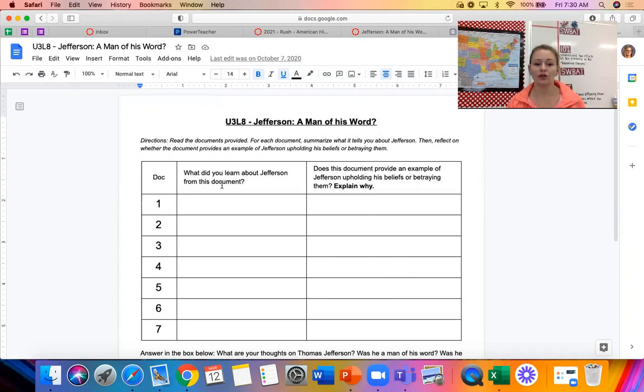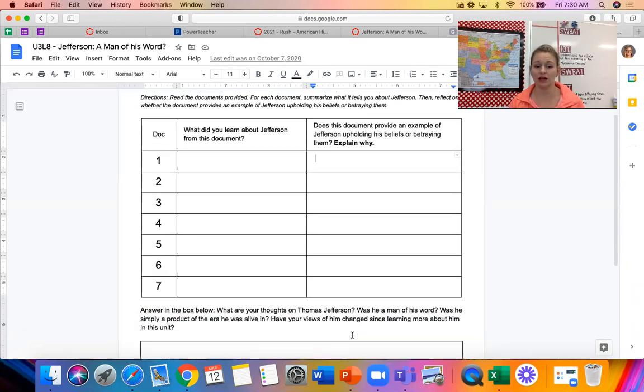So in the first column, when you're looking at each document, you're going to tell me, what did you learn about Thomas Jefferson from this document? And then in the second column, you're going to tell me, does this provide an example of him either upholding those beliefs that we know of or betraying those beliefs? And then you're going to explain why. So you're going to do that for the 7 tiny documents.